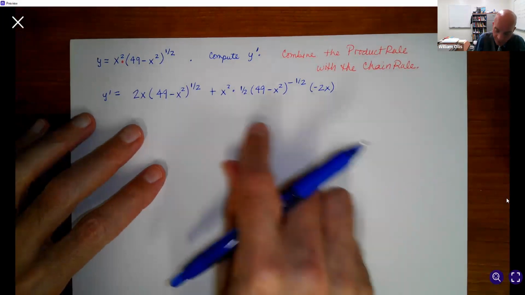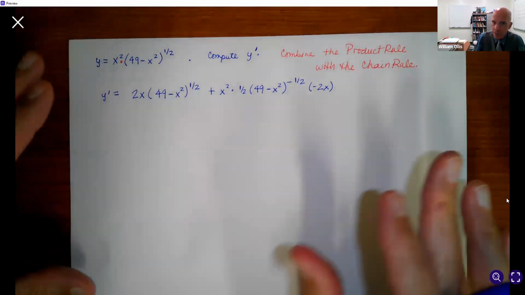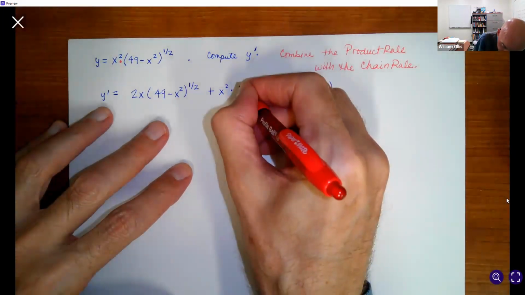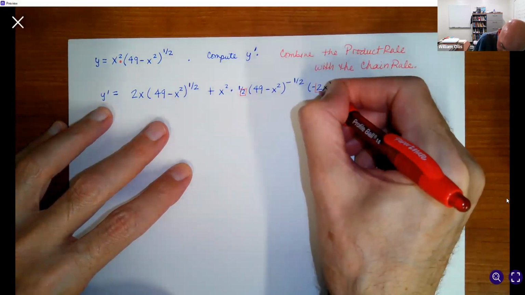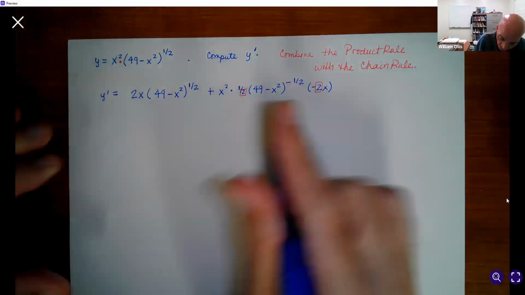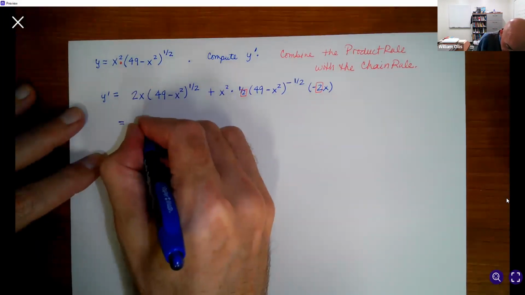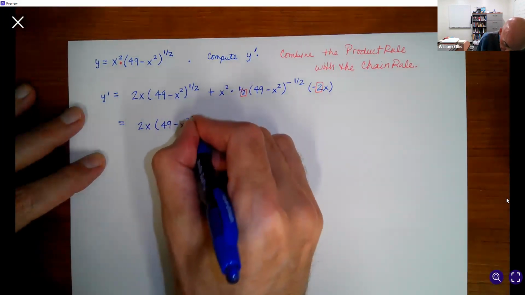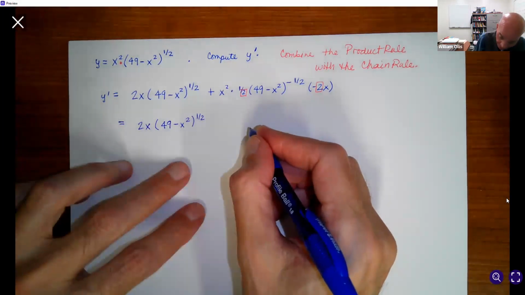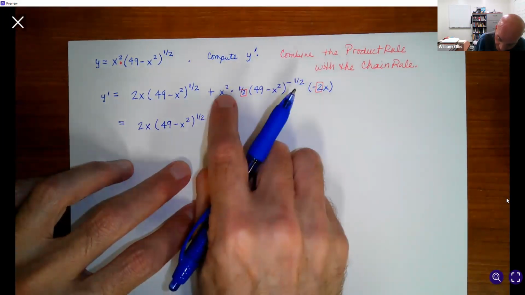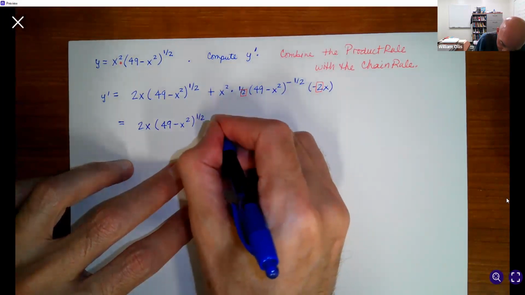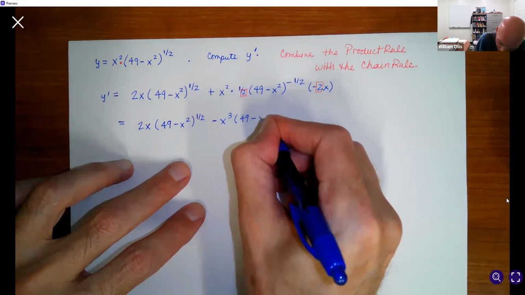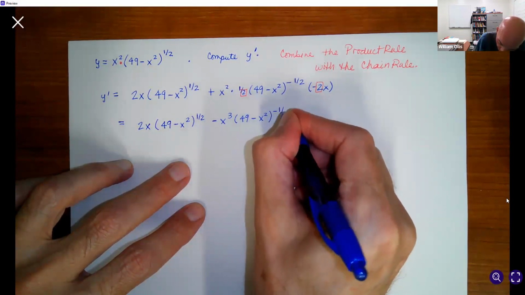Now, what we want to do is clean this up a little bit so we can make it a little bit more user-friendly. Now, notice the 2's absorb, and we can combine some terms. So we have 2x, excuse me, 49 minus x squared to the 1/2. And then notice here we have an x and an x squared and a negative. So we have negative x cubed, 49 minus x squared to the negative 1/2.